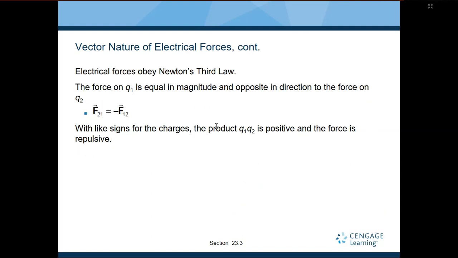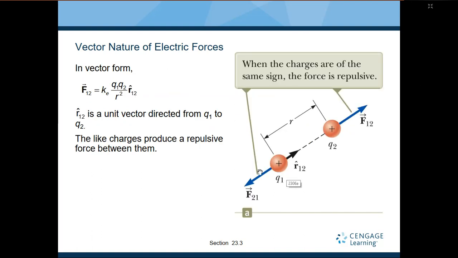Electrical forces also obey Newton's third law. So when do we observe Newton's third law in electric forces? We can observe this when the forces are equal in magnitude. Kailan ba nangyayari na equal ang magnitude ang F21 at F12? Pagka yung magnitude ni Q1 at ni Q2 ay pareho. Pag same sila na magnitude, therefore, both electrical forces are just the same.